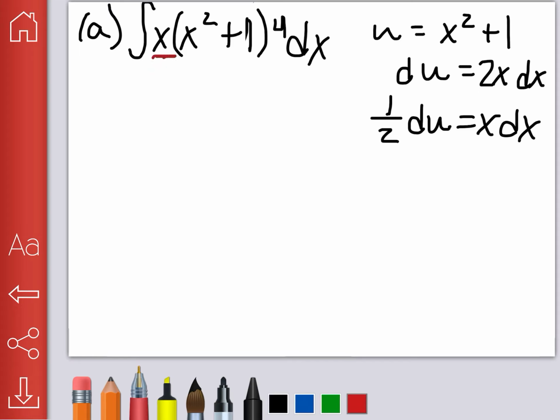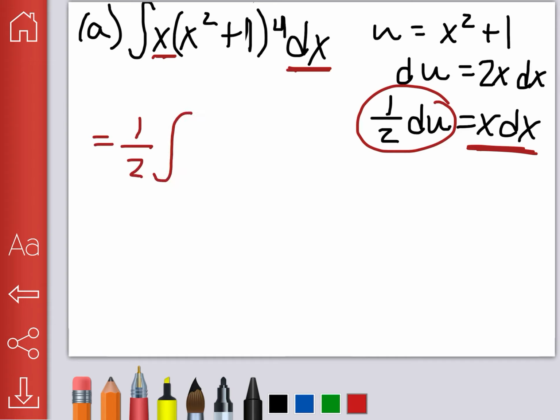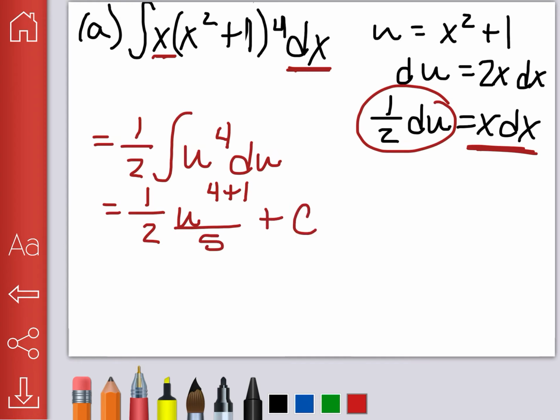So now, we need x dx, which is what we have. But instead of just plugging in du for that, we have to plug in 1/2 du. So the 1/2 is going to end up going outside of the integral. And then we have u to the 4th du. So we've got 1/2 times u to the 4th plus 1 divided by 5, and then plus c.